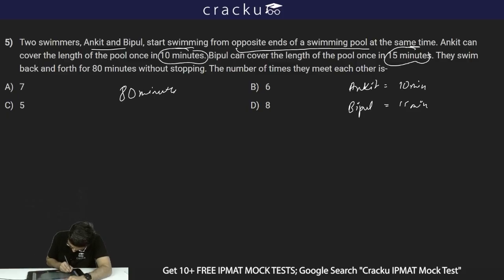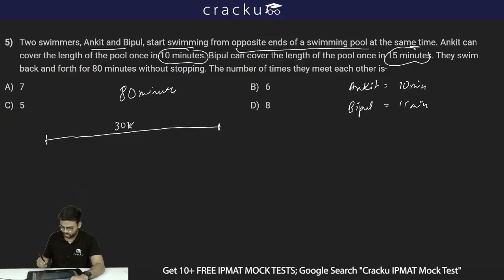Let's say this is the swimming pool length, and I'll assume it as 30k. Why am I assuming it as 30k? Because my times are 10 minutes and 15 minutes. So if this distance is 30k, what will be Ankit's speed? Ankit's speed will be 3k per minute, because he covers the full length of the swimming pool in 10 minutes. And for Bipul it will be 2k per minute.